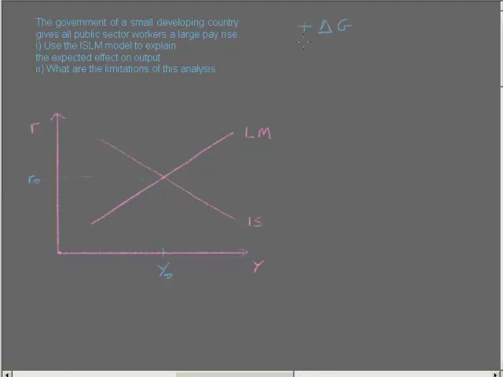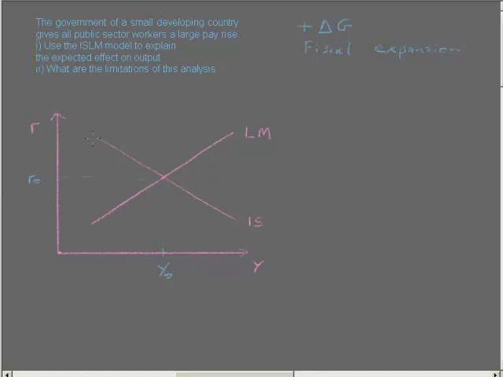And this is a fiscal expansion. Fiscal policy and its expansion is an increase in government spending. So an increase in government spending or a decrease in taxation is a fiscal expansion. And what that's going to do is, for any level of interest rates, the desired level of expenditure for a given level of output is going to be increased.